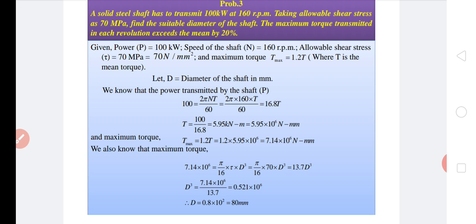So maximum torque 7.14 into 10 to the power 6 equals, we can easily find, pi by 16 into tau into d cube. From this equation, d cube equals 0.521 into 10 to the power 6. So d equals 0.8 into 10 square, that means 80 millimeter.